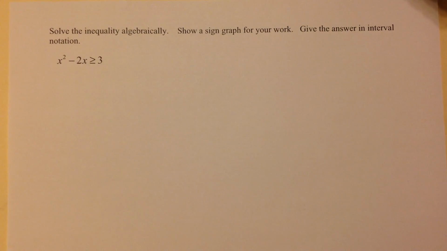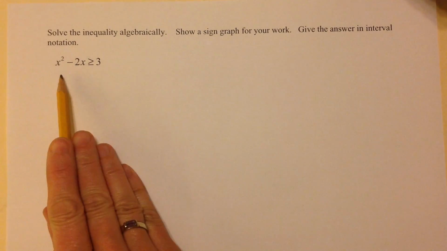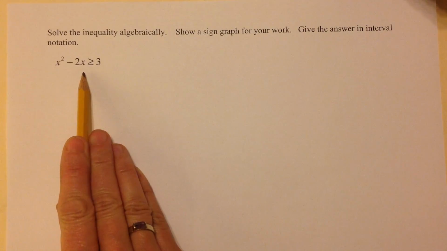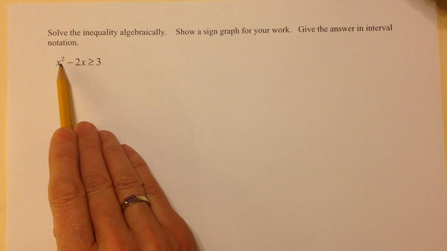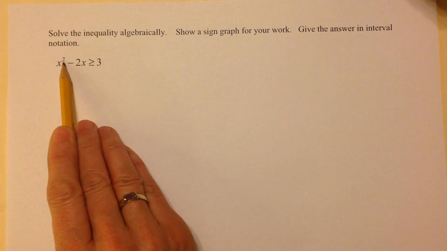Okay, so we want to solve the inequality algebraically and show a sign graph for your work, giving the answer in interval notation. So this has multiple steps. You have a summary sheet that explains the steps that we're going to do. The first step is to identify that it's not linear. It's because it has a squared, so this is not linear.